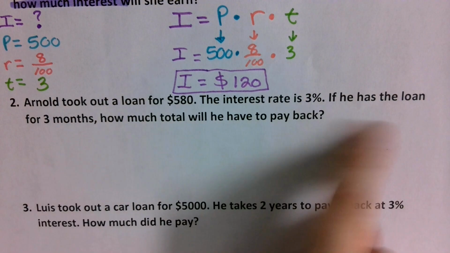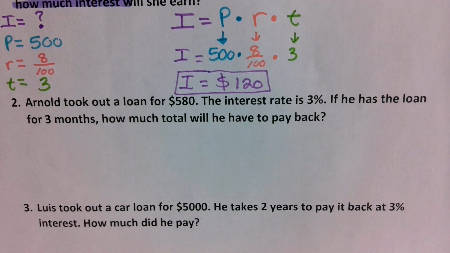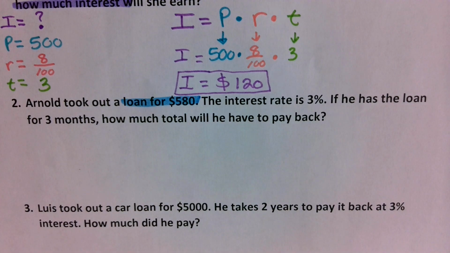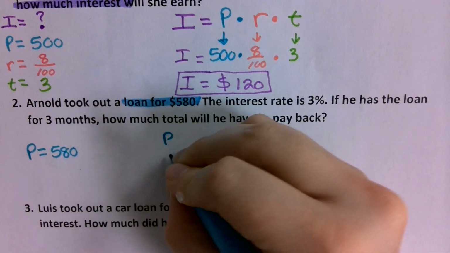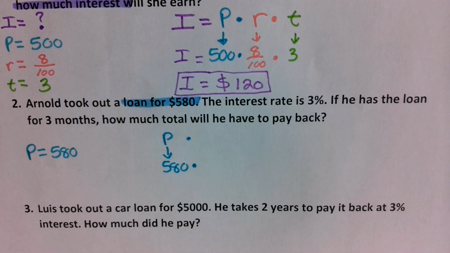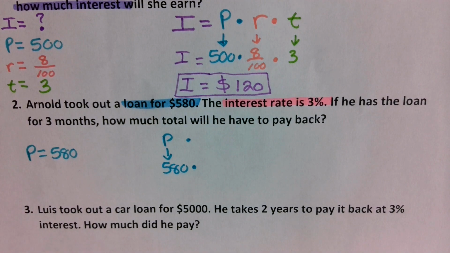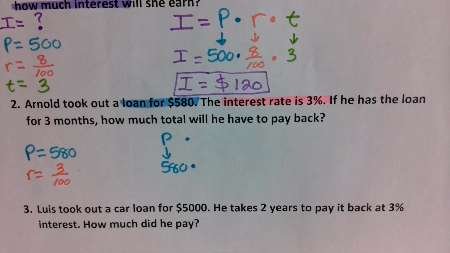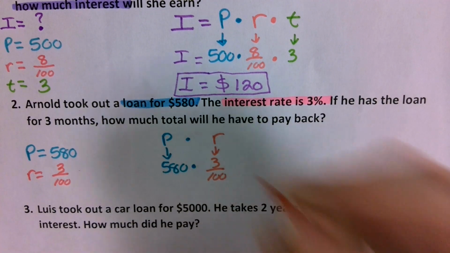Okay? All right. So coming back to here, again, you're paying not just your loan back, but you're also paying the interest back. Let's go ahead and identify everything. Your loan is what you borrowed. That's your principal, $580. So the principal is equal to $580. So we know that we're going to be multiplying 580. We have an interest rate of 3%. So our R is going to be 3 over 100. Remember, rate is the percentage over 100. So 3 over 100.